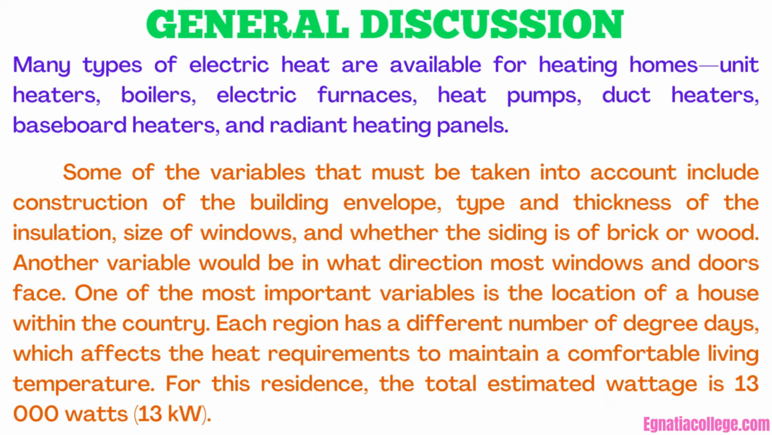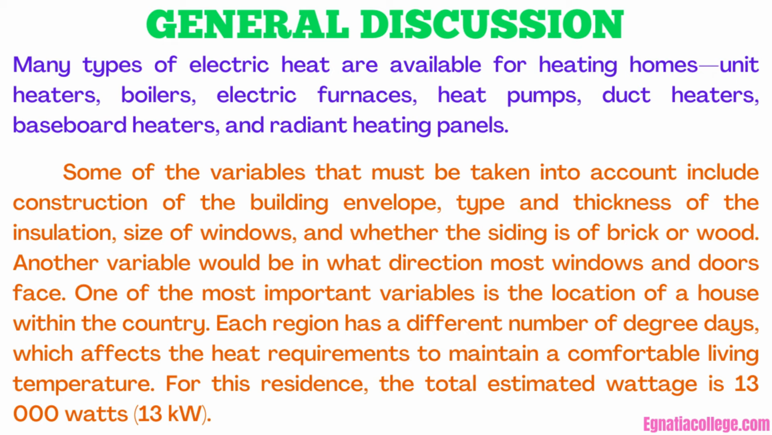General discussion. Many types of electric heat are available for heating homes: unit heaters, boilers, electric furnaces, heat pumps, duct heaters, baseboard heaters, and radiant heating panels. Some of the variables that must be taken into account include construction of the building envelope, type and thickness of the insulation, size of windows, and whether the siding is of brick or wood. Another variable would be in what direction most windows and doors face.